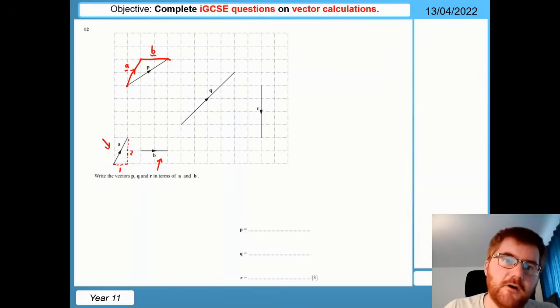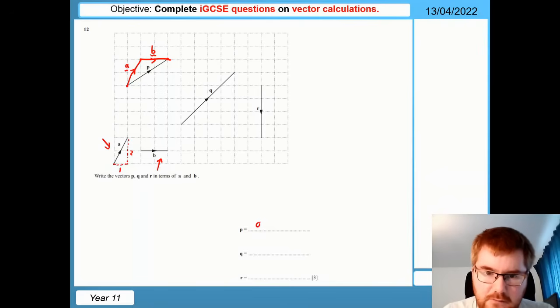So to go from the start of P to the end of P, we need to go plus A and then plus B. Remember, the direction is very important. So P is equal to A plus B.